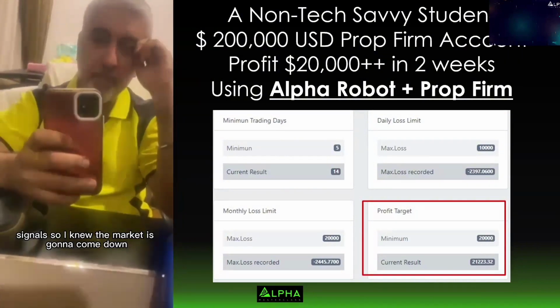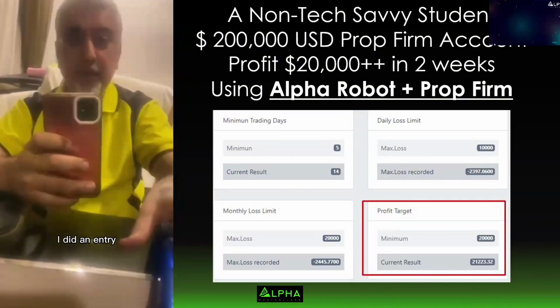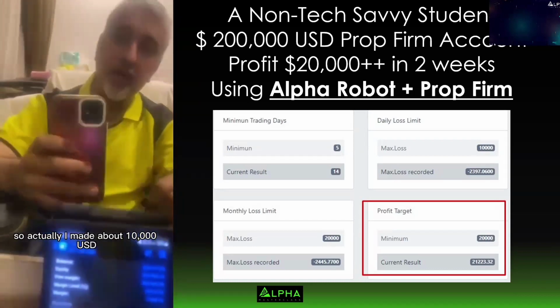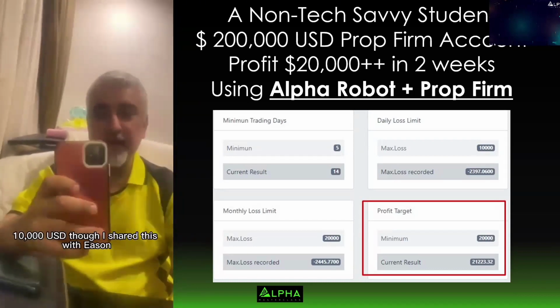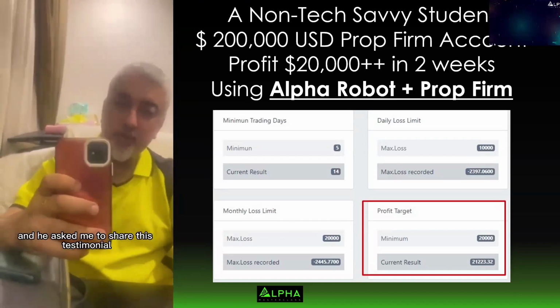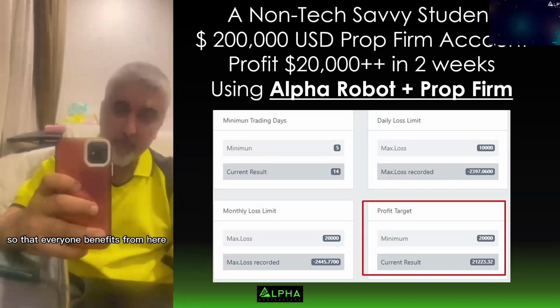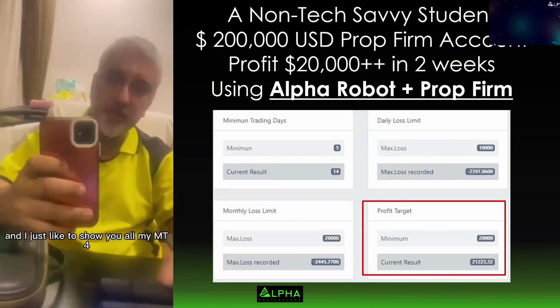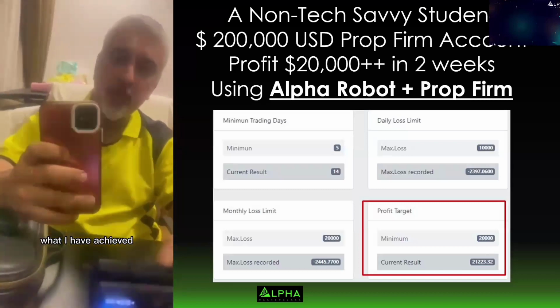So I knew the market was going to come down. I did an entry, and true enough, the market actually went down. So actually I made about 10,000 USD. I shared this with Ethan, and he asked me to share this testimonial so that everyone benefits from here. My entry was based on SNR, like I said, and I would just like to show you all my MetaTrader, what I achieved.